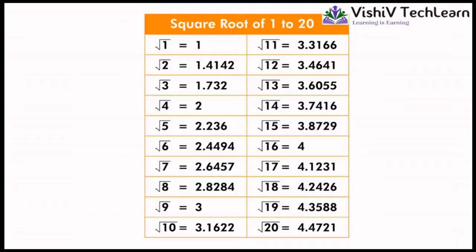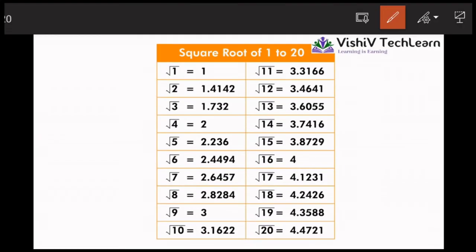Next table is square roots. So as you can see here, square roots of 1 to 20 numbers. So square root of 1, square root of 2, square root of 3, and so on. Now my suggestion is, obviously we can't remember so many tables. So remembering multiplication tables 1 to 20, remembering squares and cubes will be sufficient.